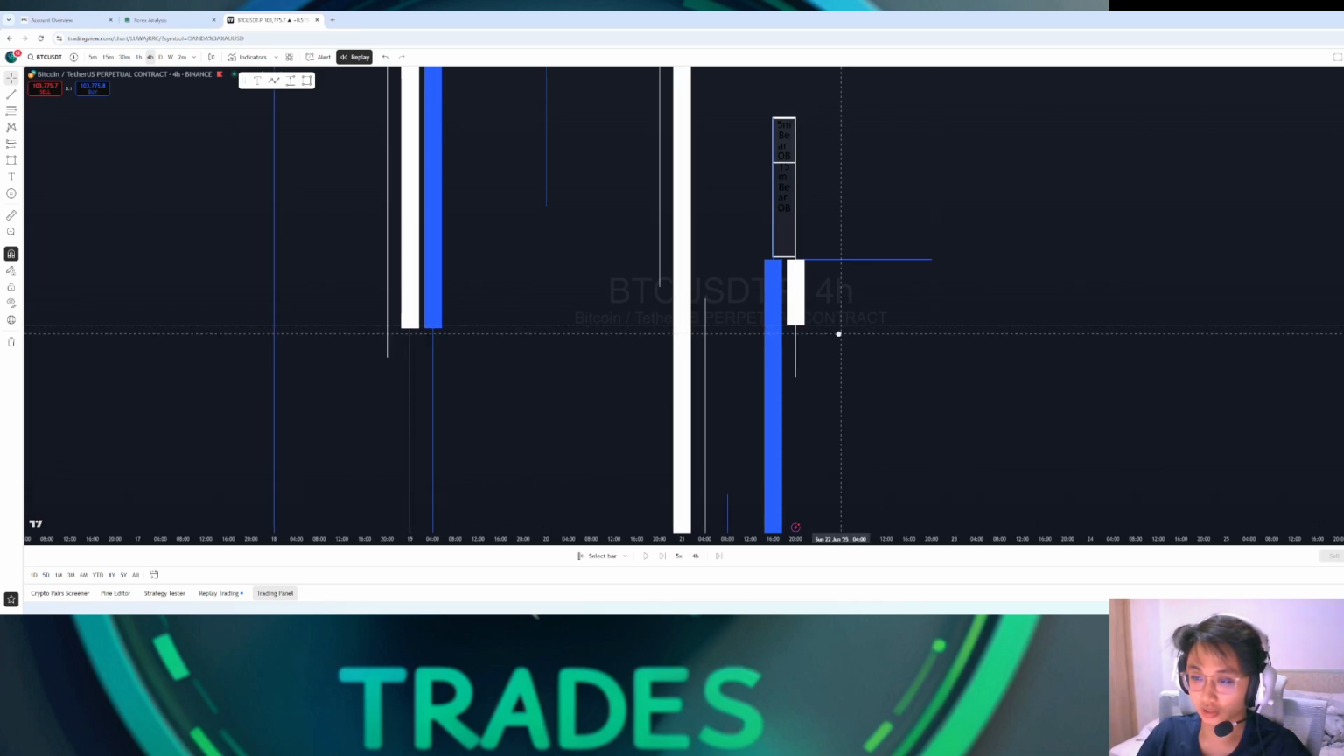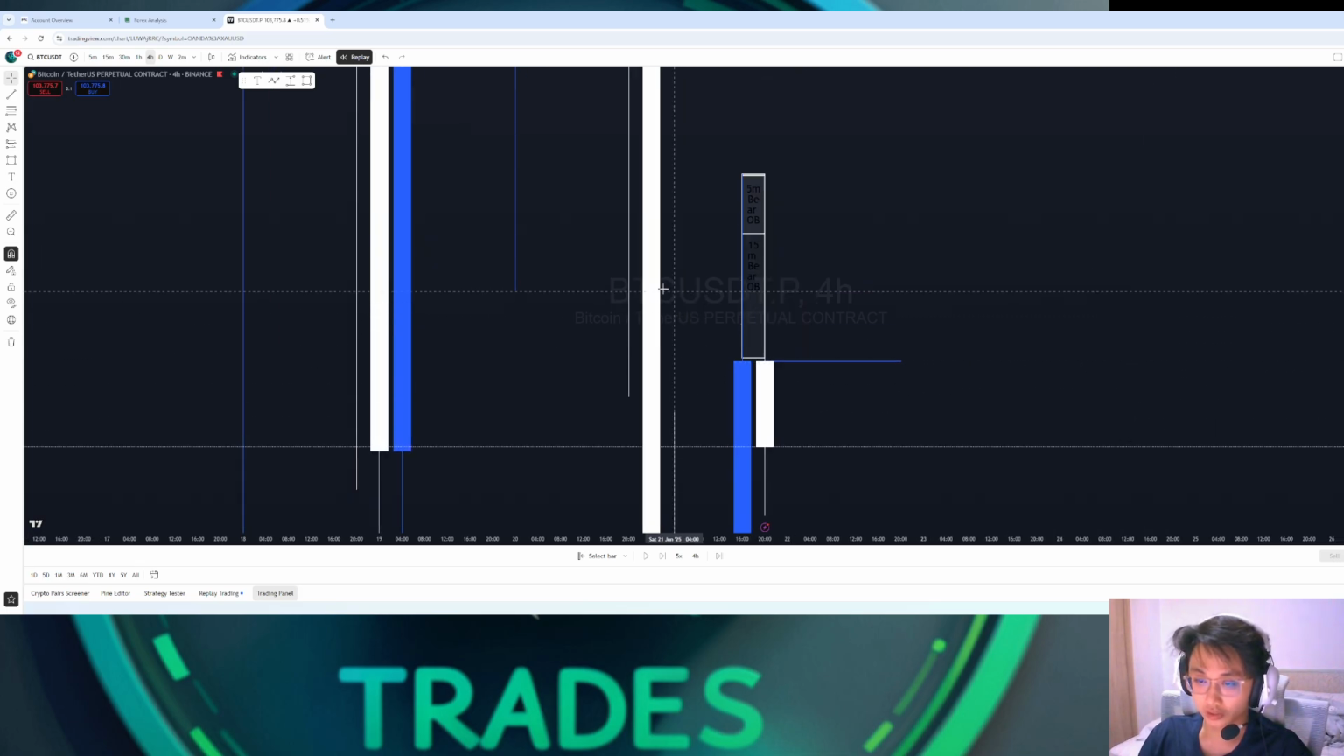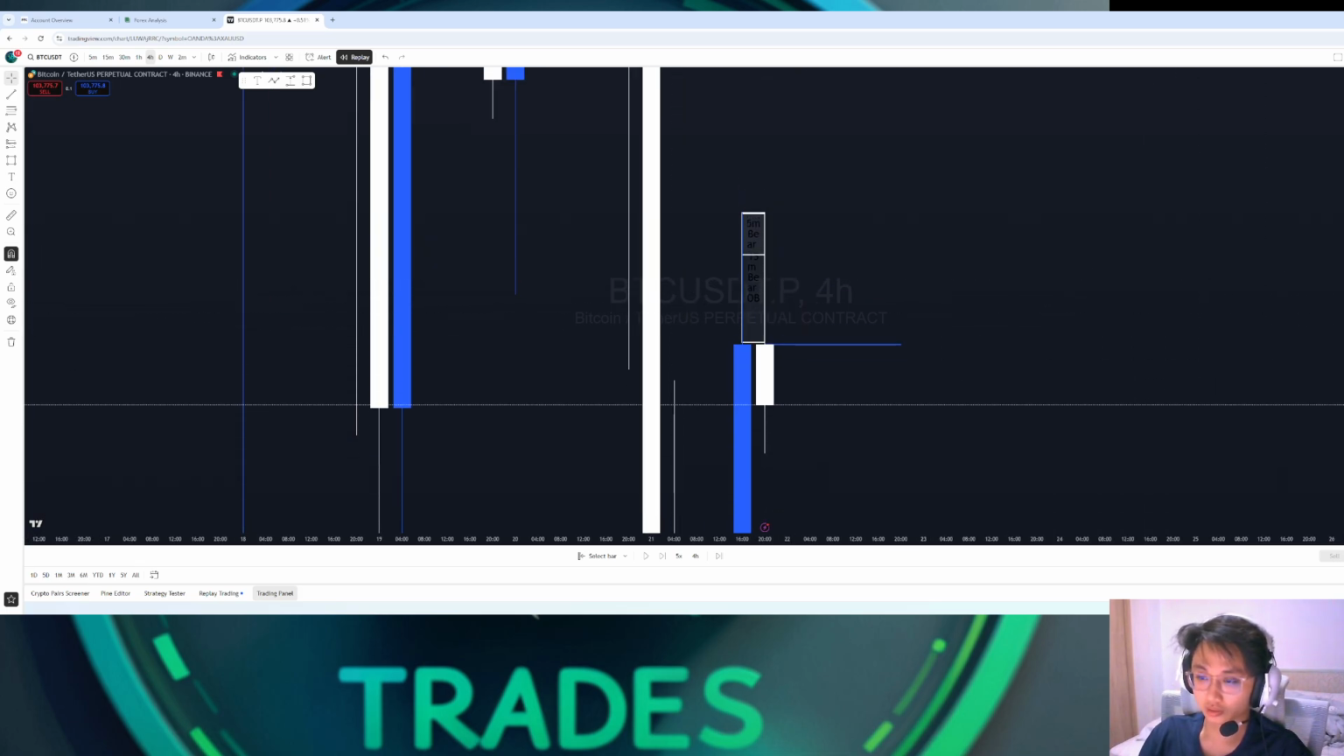Hey traders, let's take a look at a trade that we could have taken on Bitcoin. This trade is based on candles and the wicks. Technically it's about candle signs. Every candle has a top and bottom wick both.